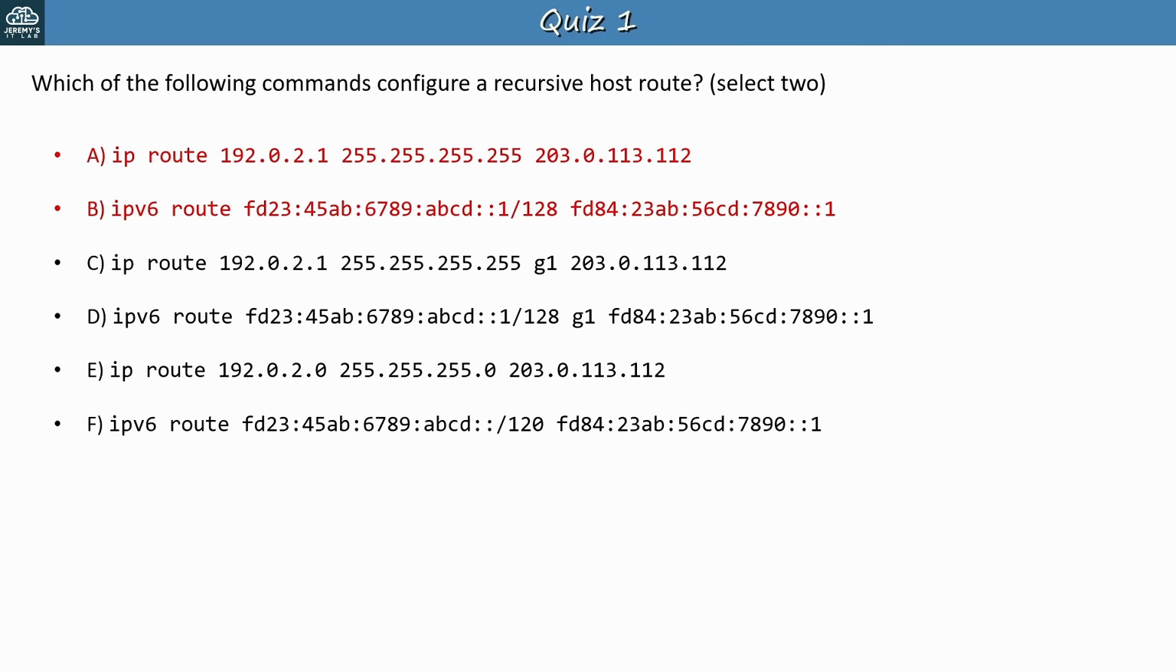C is a host route, but it's fully specified. Same for D. E and F are both recursive, but they're network routes, not host routes. Okay, let's go to the next question.